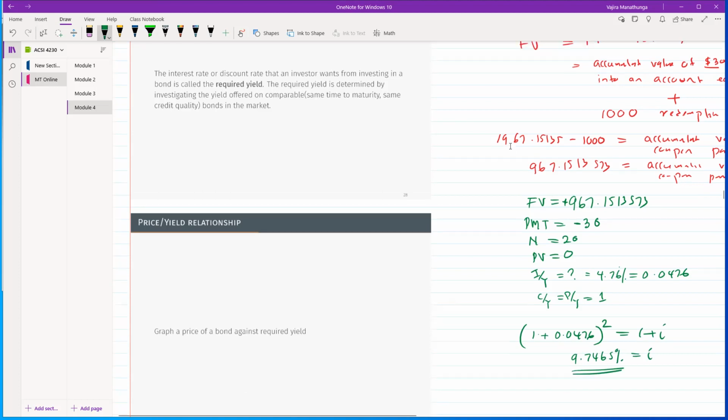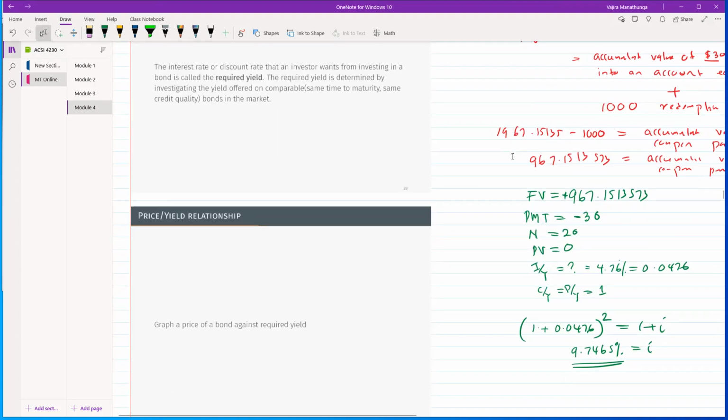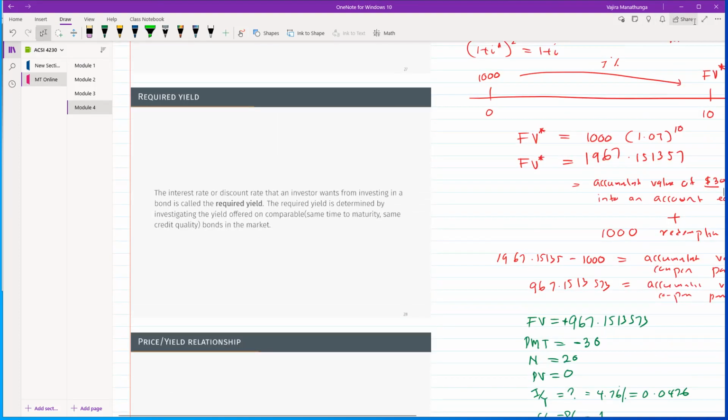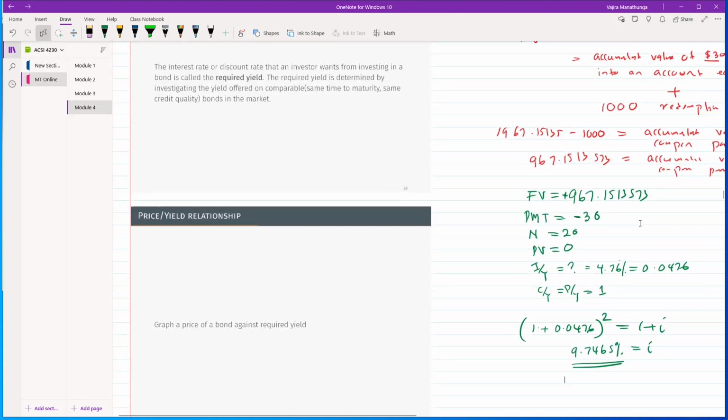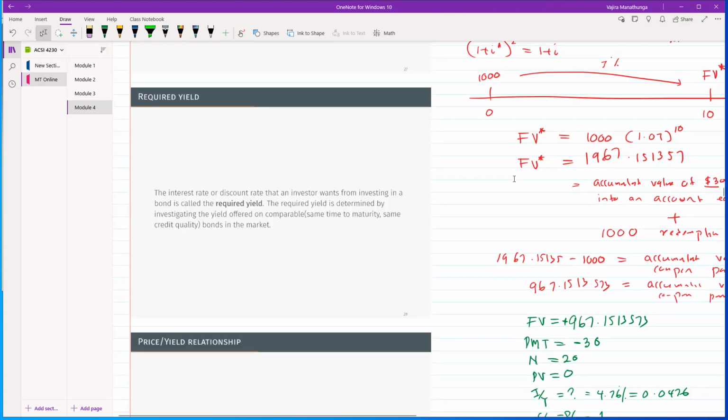So I will leave the last question for you to try, but this gives you some idea of how to do SOA exam problems and what kind of problems you are going to see in there. Let's meet again with the required yield.